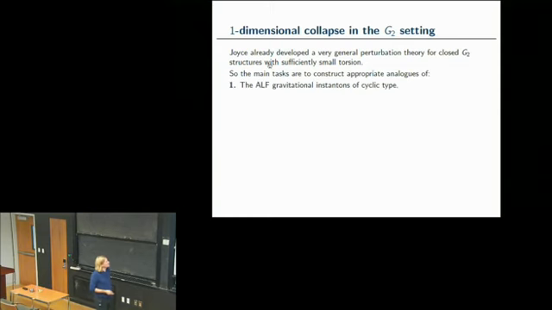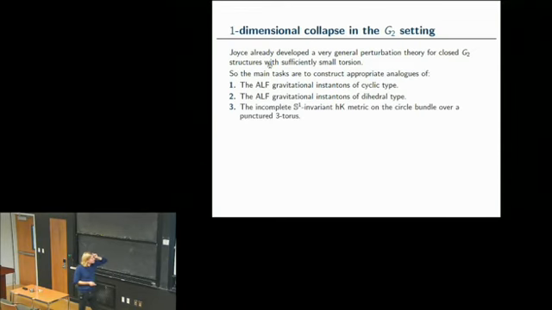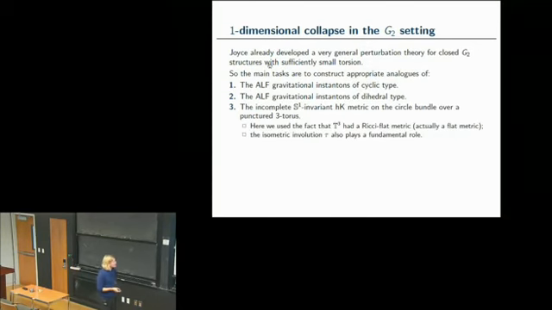So we need the ALF, we need analogs of gravitational instantons of cyclic and dihedral type. We need analogs of this incomplete S1-invariant metric on some circle bundle over the punctured torus. But we were implicitly using that T3 had a flat metric, so it had a Ricci-flat metric. And this involution, the isometric involution tau, was also playing a fundamental role here.